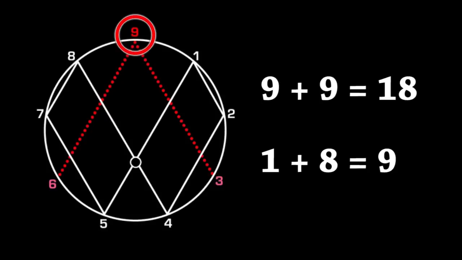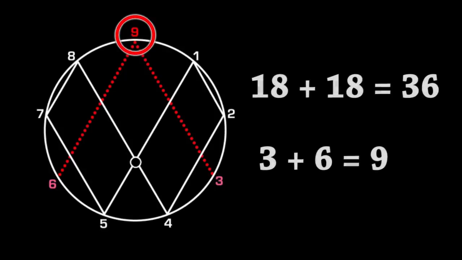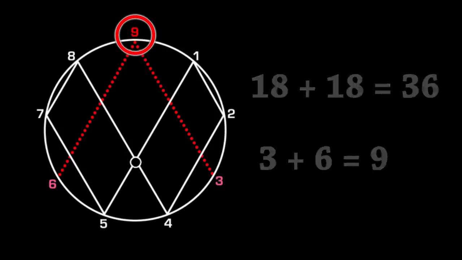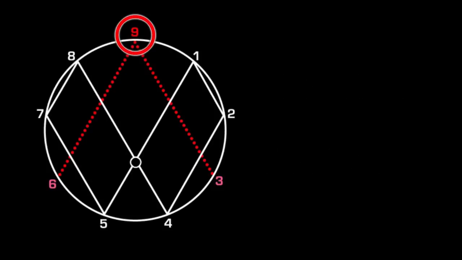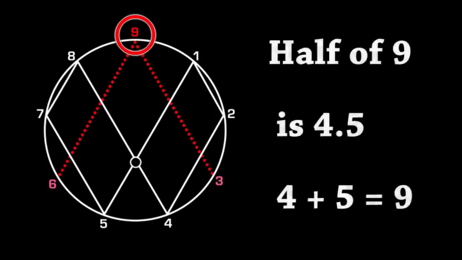9 becomes 18, and 1 plus 8 is 9. 18 doubled is 36. And 3 plus 6 is 9. 36 doubled is 72. And 7 plus 2 is 9. This goes on indefinitely. What happens when we half 9?